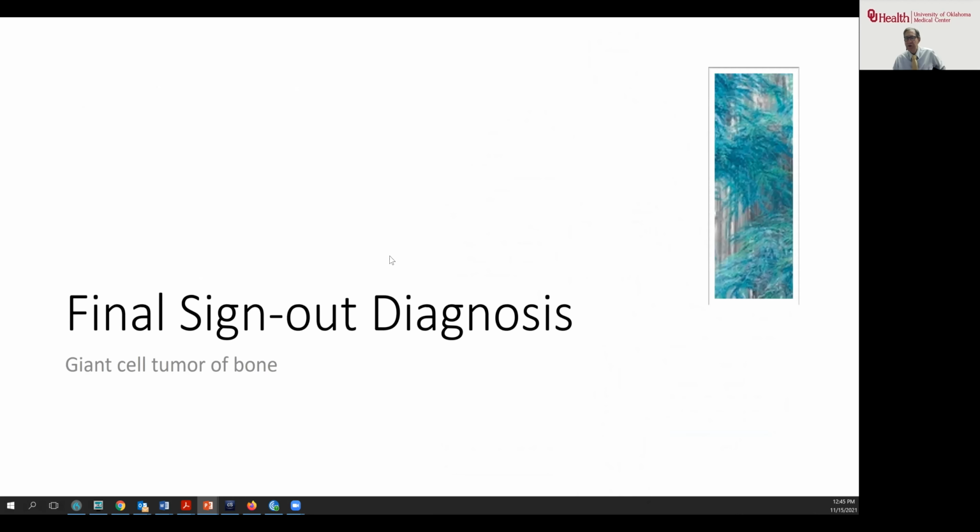So our final diagnosis today, giant cell tumor of bone, not a complicated diagnostic problem, but always nice to see an old friend stop by and show up on frozen section and be confirmed at permanent section.